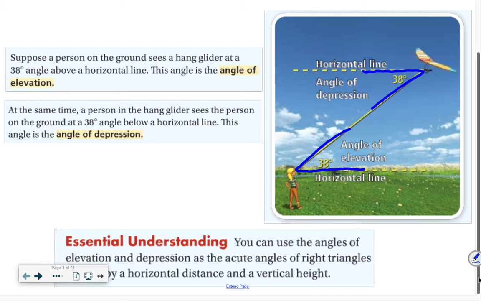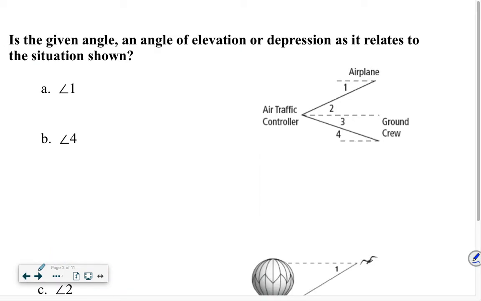What if the plane was on the ground? If we look up, it is elevation. If we look down, it is depression. Okay? So you look down on depression. Make your own conclusions.